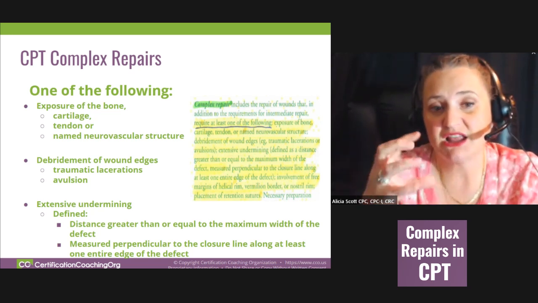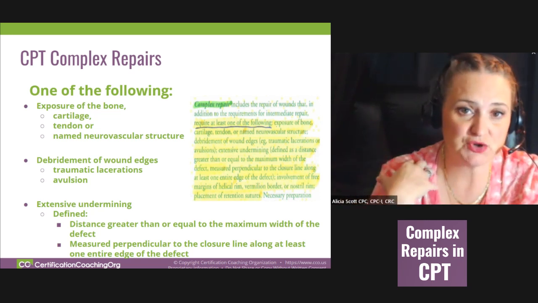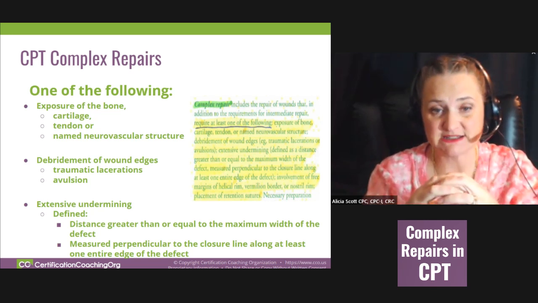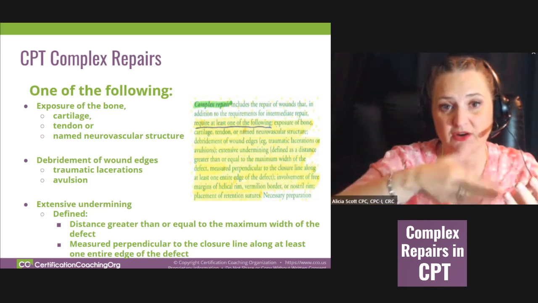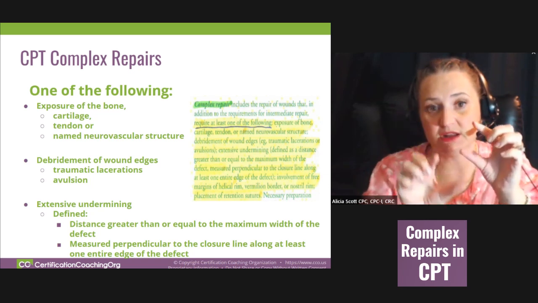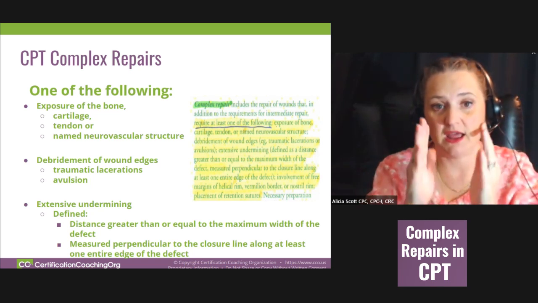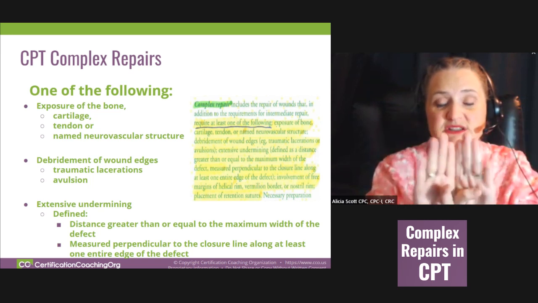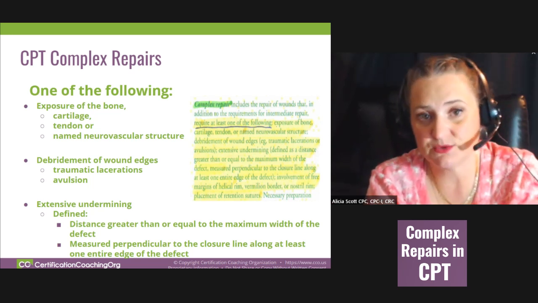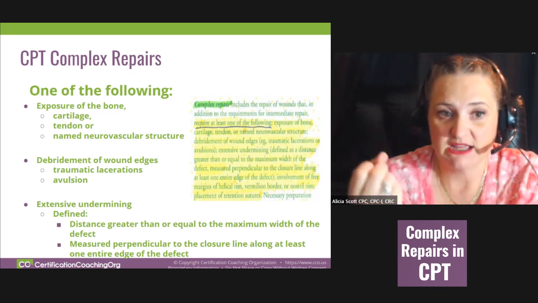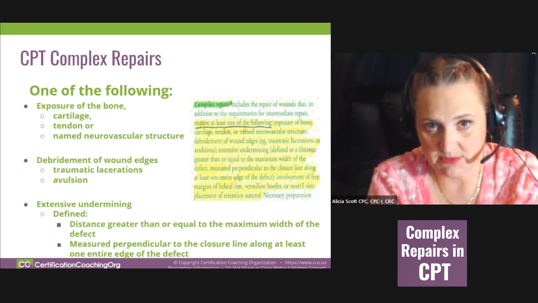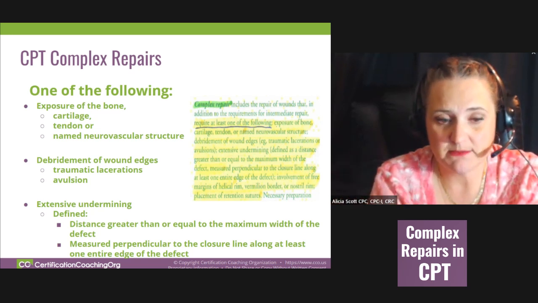And a big giant lipoma, whether it's on the back or the shoulder, when you take out something that has been a mass, you're going to have an indention, a pucker there. And so sometimes you have to debride those areas, cut away and make that smooth and pull it snug together. But debridement of a wound edge for a traumatic laceration or an avulsion, again, is going to constitute a complex repair. Extensive undermining.